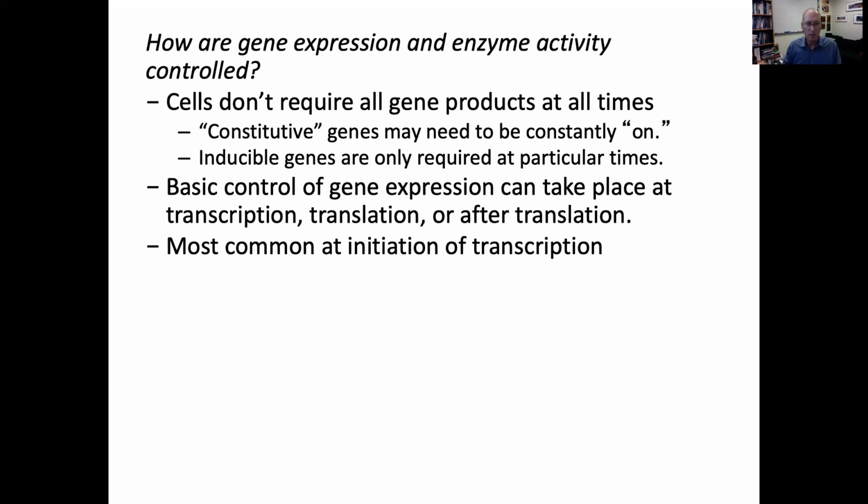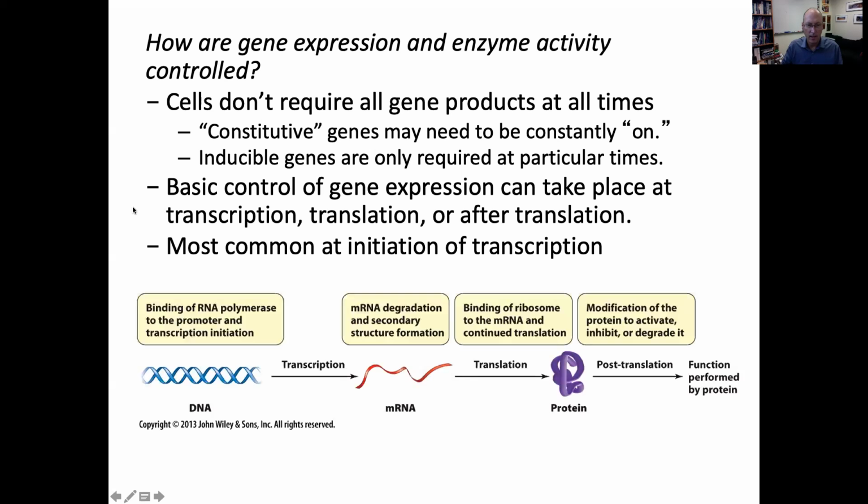So you could control gene expression at the level of controlling transcription or translation, or even after translation. But usually this is done at the level of controlling the initiation of transcription. So here we have DNA being transcribed to make RNA, and this requires the binding of RNA polymerase to the promoter and the initiation of transcription. So that's the most common site for regulation to happen.